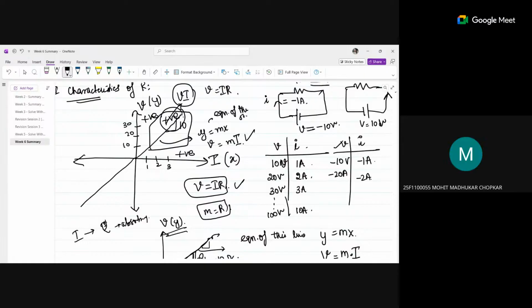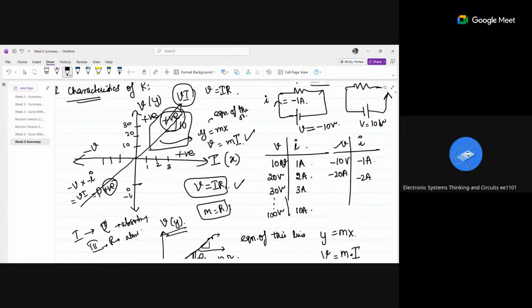In the third quadrant, V is also negative and I is also negative. So minus V into minus I is just VI, plus. So my power is positive, and in the third quadrant also the resistor is absorbing power. So that's what was mentioned in the lecture. Is it clear now?